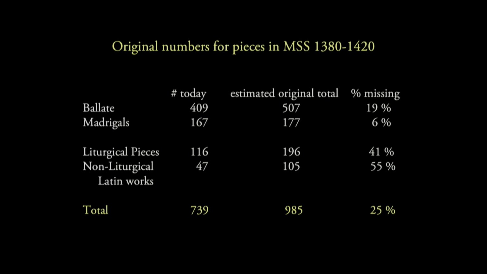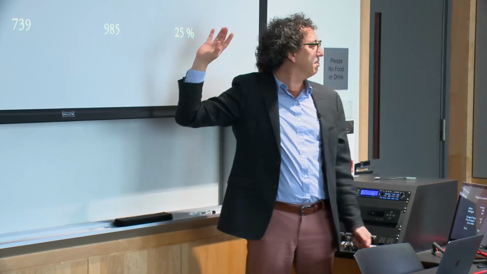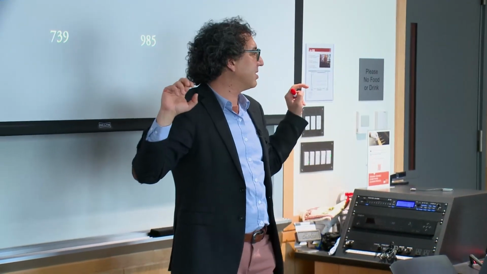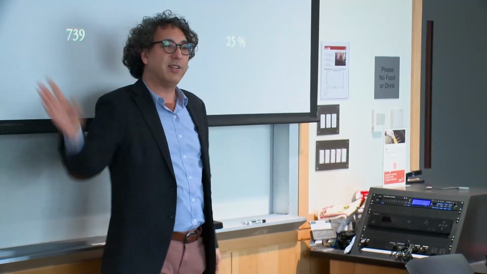Since this isn't really a class about that, it turned into saying that the percentage of missing pieces varied by genre, by type of piece it was. The interesting part is that the music written for sacred services, the Mass, has more missing than the ones for everyday sort of dancing and lovemaking and all that stuff.